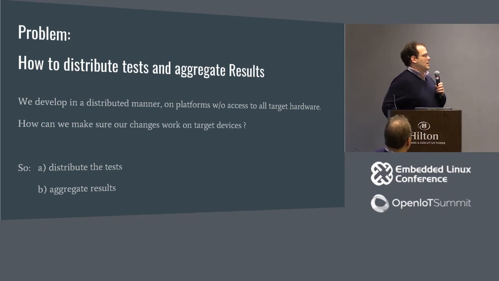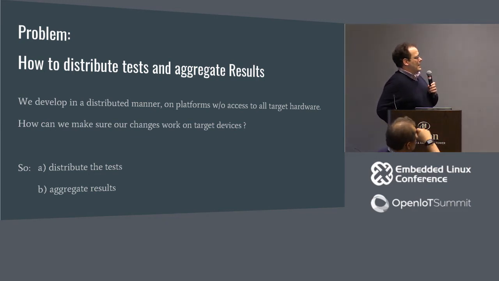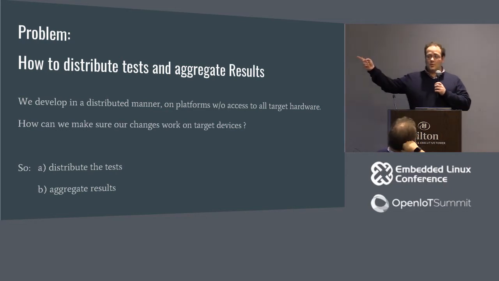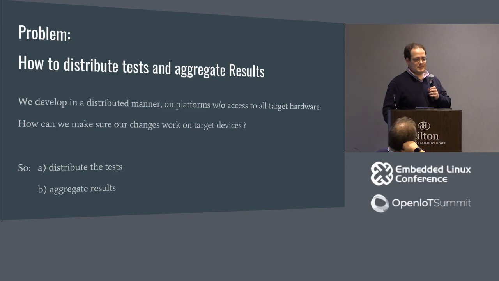So that's my idea here. Because I cannot have all the boards in my drawer. Yeah, it's already full. And yeah, what we actually care about in the end is, does it work on one of the boards that we want to test? I don't care to really have that thing next to me. Yeah. So how can we make that happen? Okay, so distribute the tests.